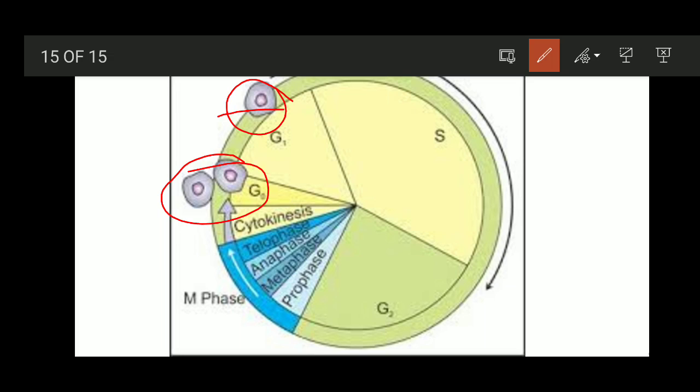Now all these three are interphase. This is M phase, or the mitotic phase. Now G1, S, G2 and G0 are the cell growth phases, and this M phase is the cell division phase. Both together will form a cell cycle. So in the next class we will see what is M phase and what are the substages of the M phase in detail.